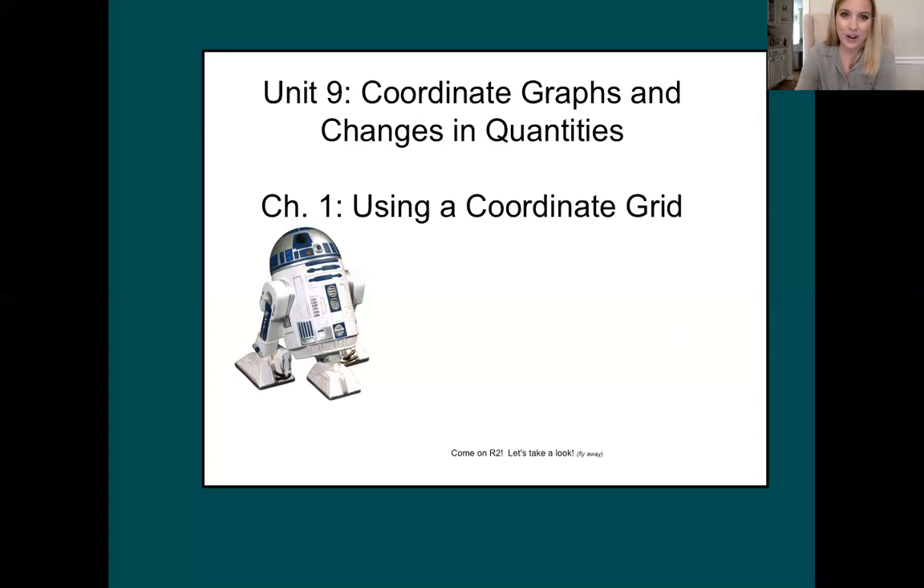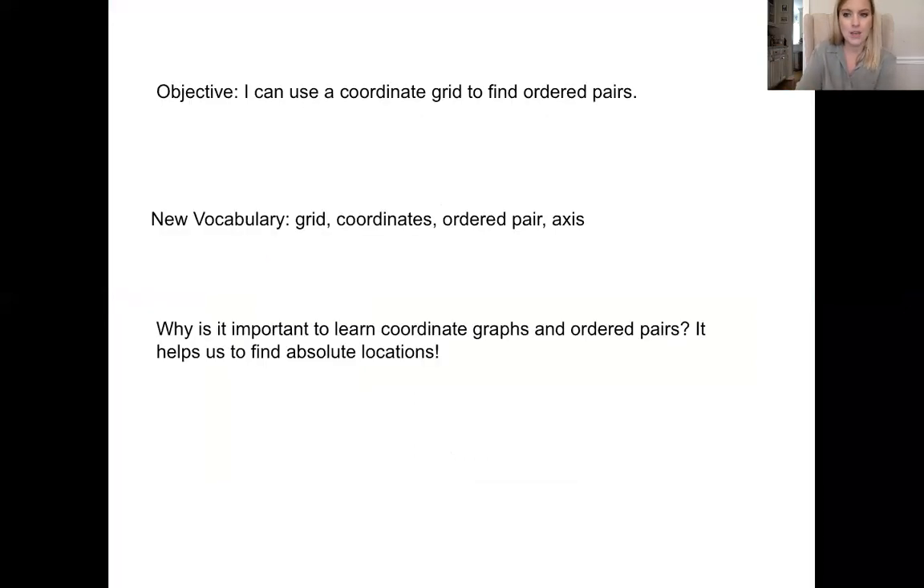Unit 9, coordinate graphs and changes in quantities. And we're starting with chapter 1, which is how to use a coordinate grid. Our objective today: I can use a coordinate grid to find ordered pairs or coordinates. And some new vocabulary that you may not have heard before in math are grid, coordinates, ordered pair, and axis. We're going to be working with two axes, the x-axis and the y-axis.